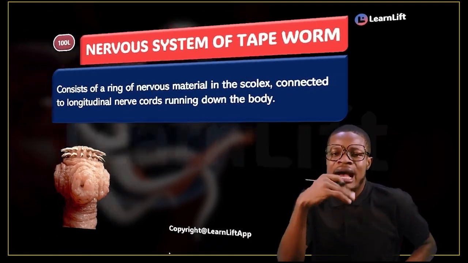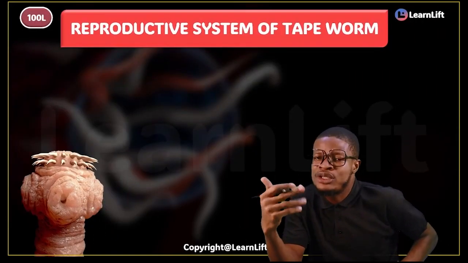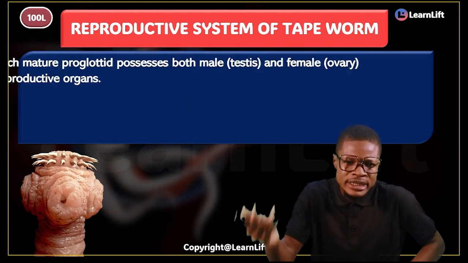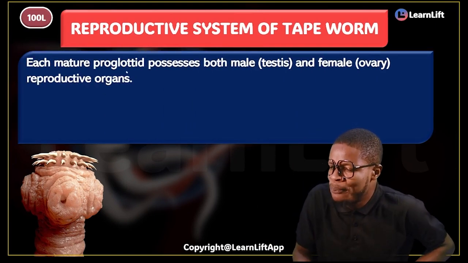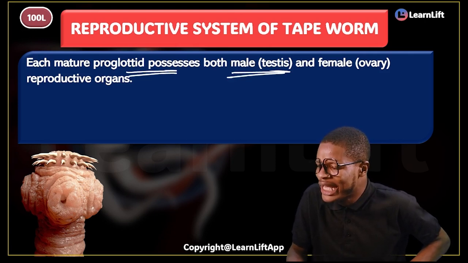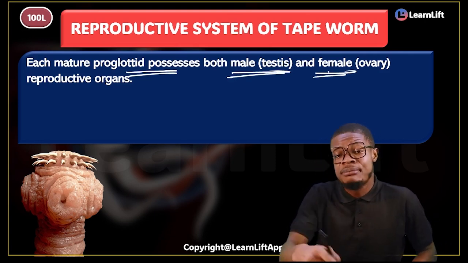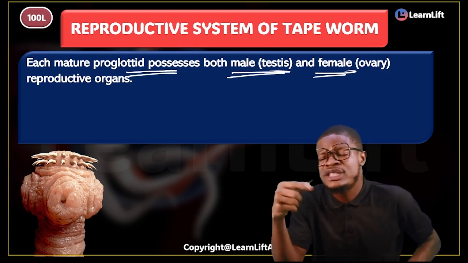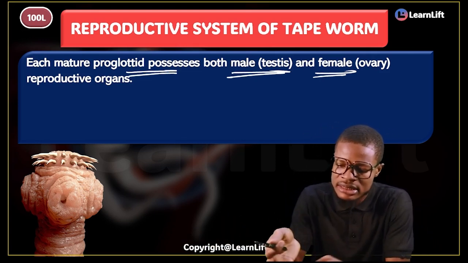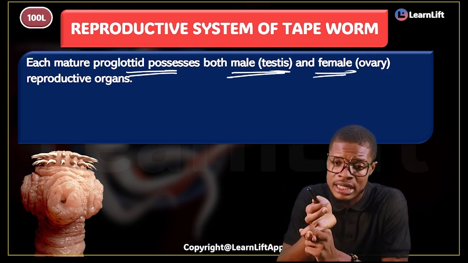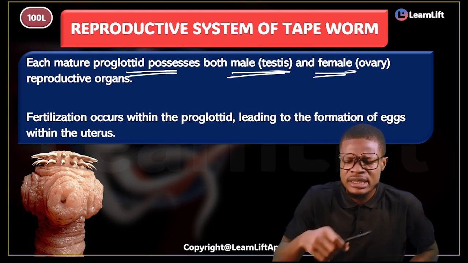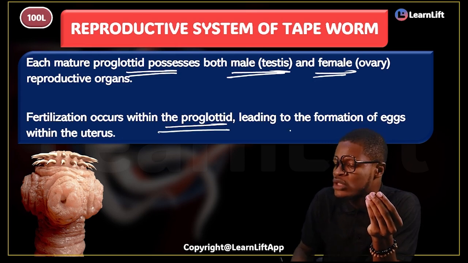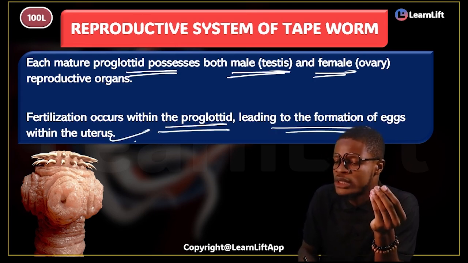If you understand that, another important thing is this: how is their reproductive system like? How do they reproduce? Very fast. Take note that each mature proglottid possesses both the male and the female reproductive organ. The male reproductive organ there is the testis, while the female reproductive organ there is the ovary. So they have the testis and they also have the ovary. Very, very important. Another important thing, very quickly, is that fertilization occurs within each proglottid, and that is what leads to the formation of eggs within the uterus.